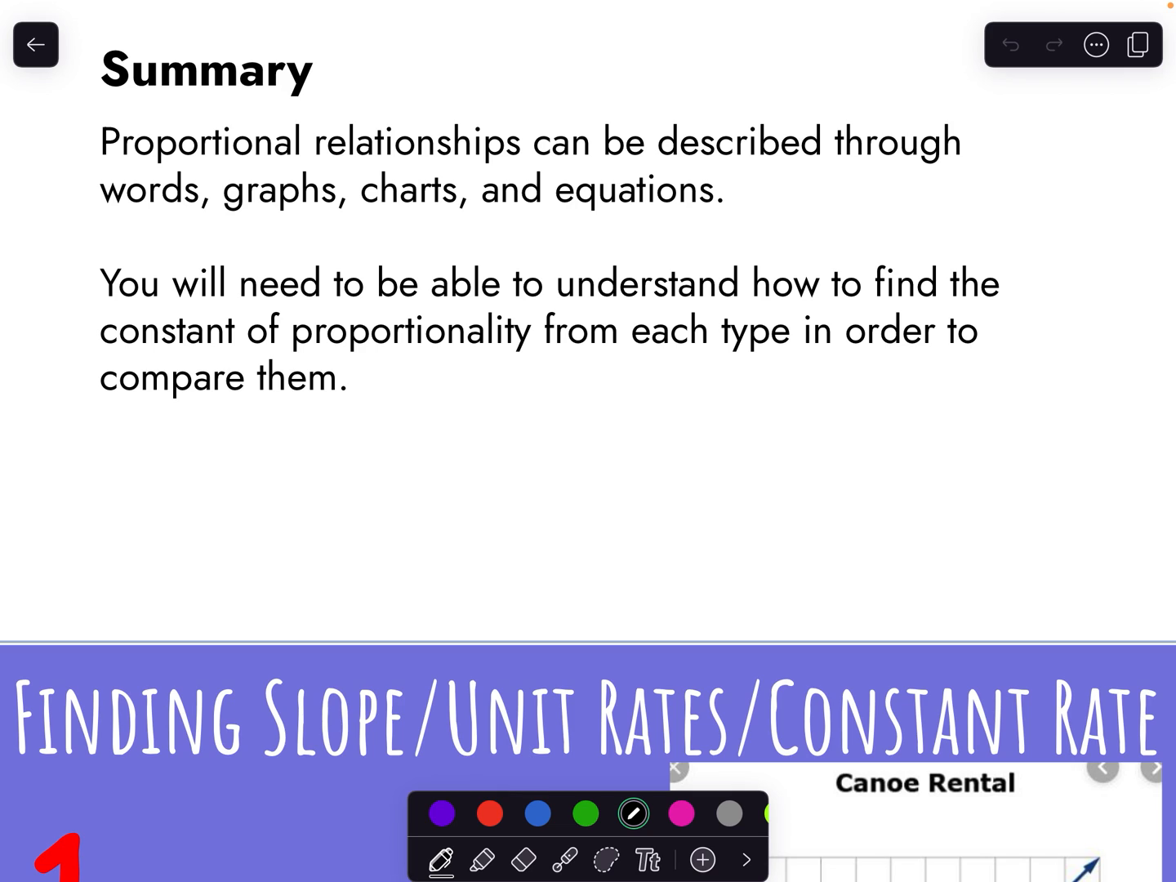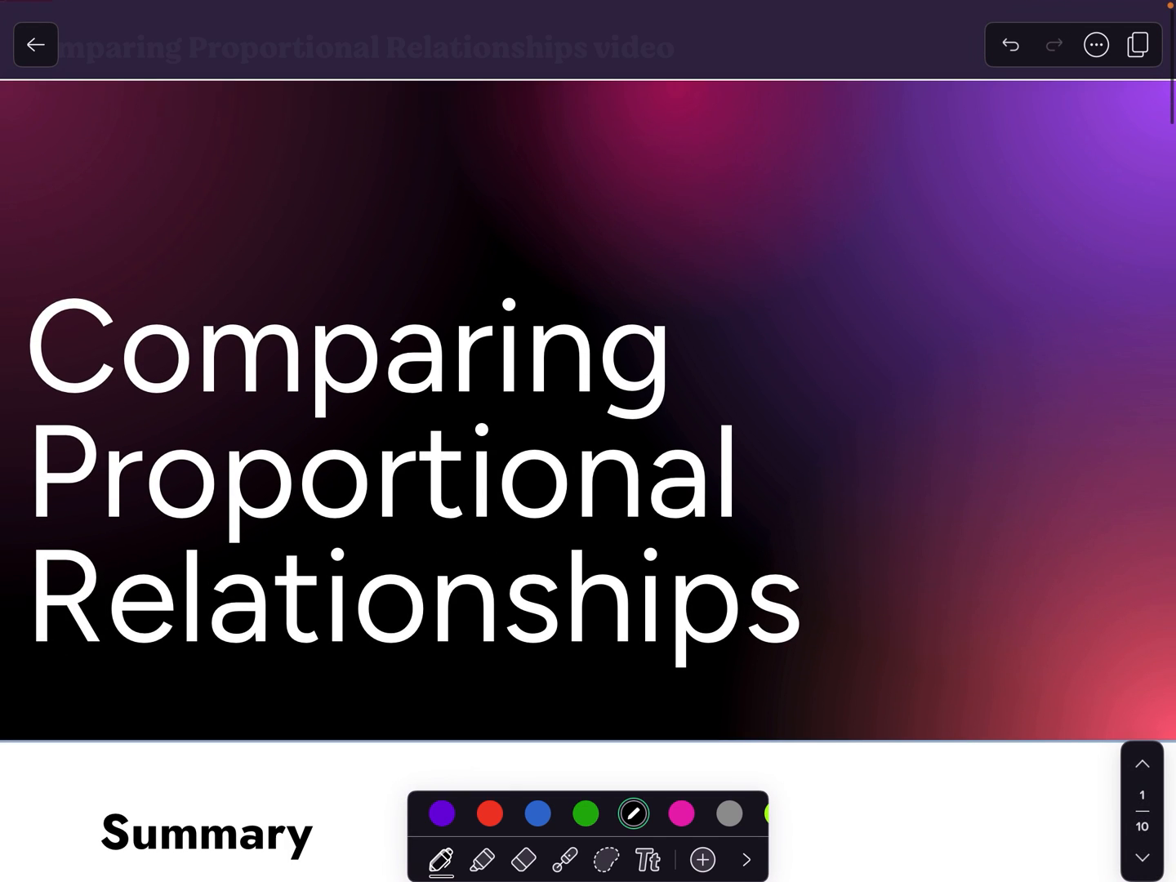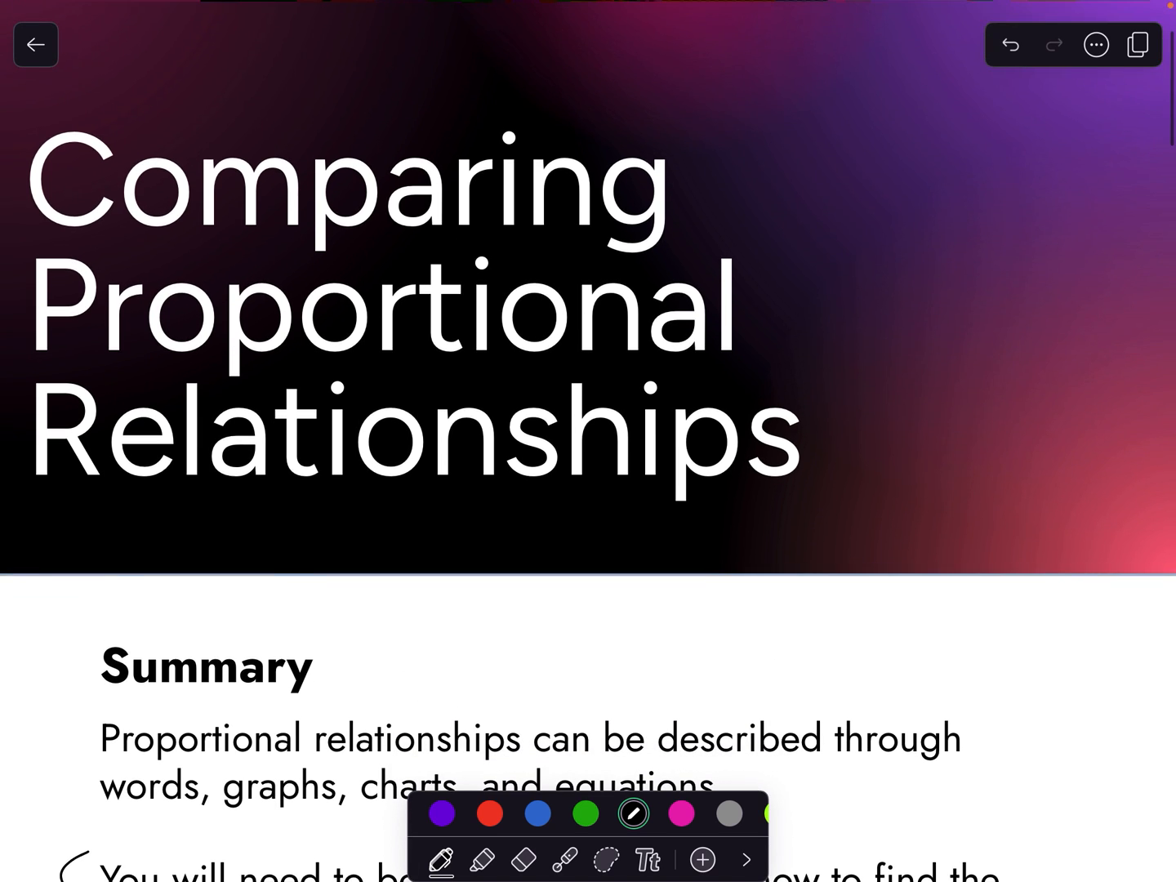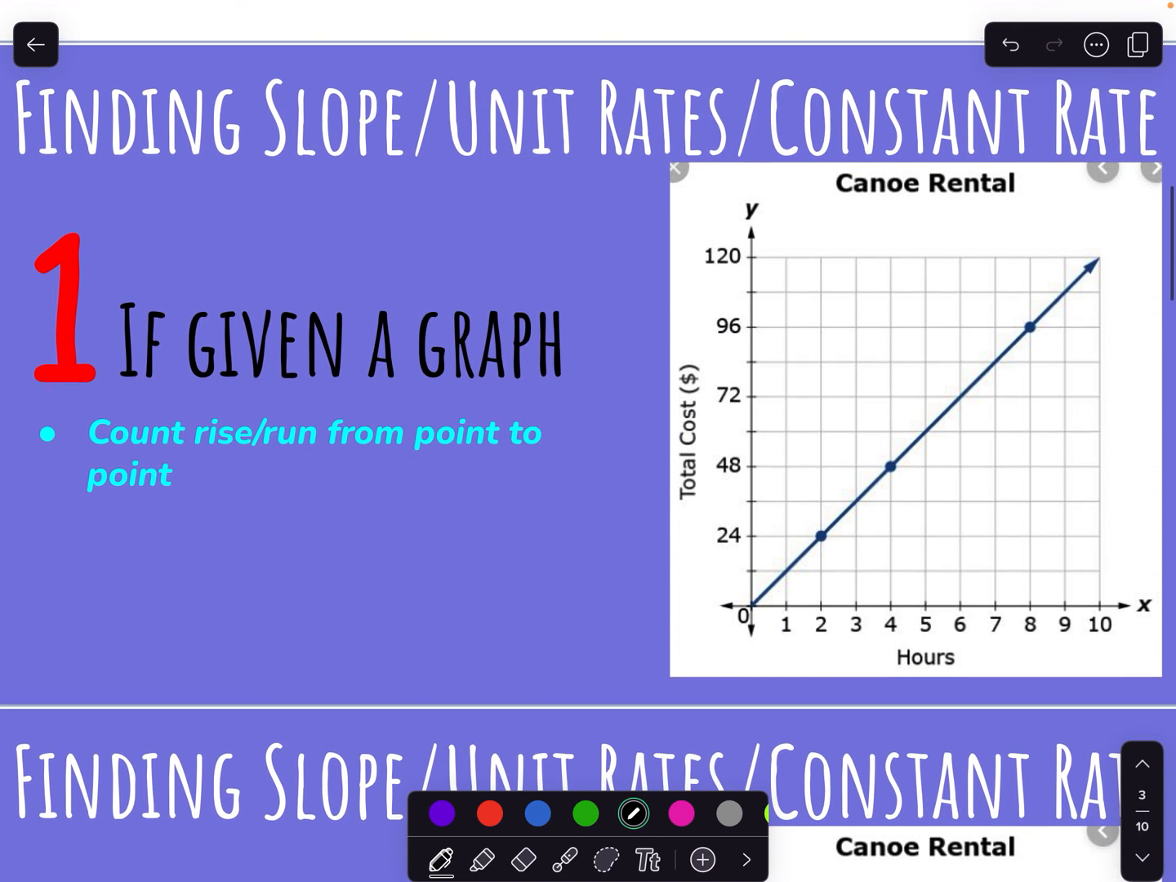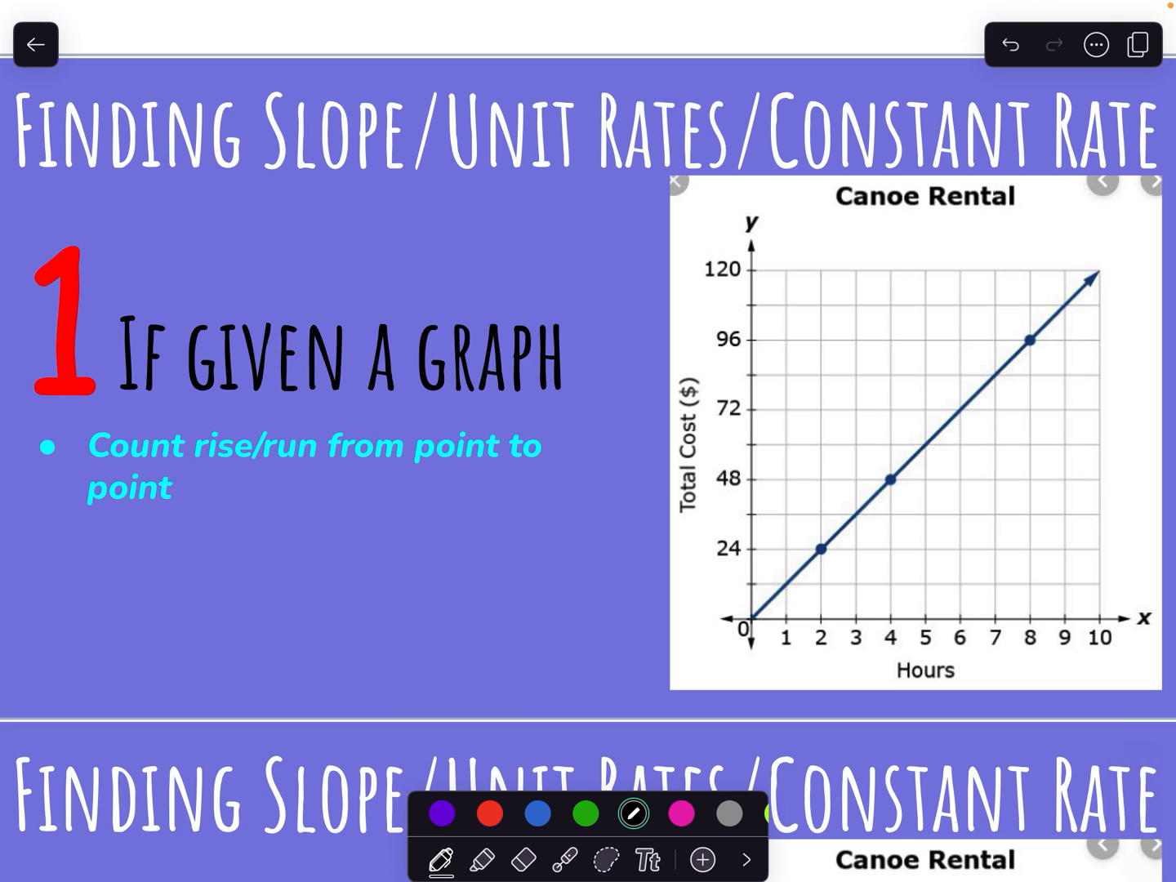There's lots of different ways you can see it represented. The point of today is to be able to compare two different forms. Like it says in the second little part here, you'll need to be able to understand how to find the constant of proportionality, which is like the unit rate or the k, from each type in order to compare them. So that's the whole goal for today, being able to compare these proportional relationships.